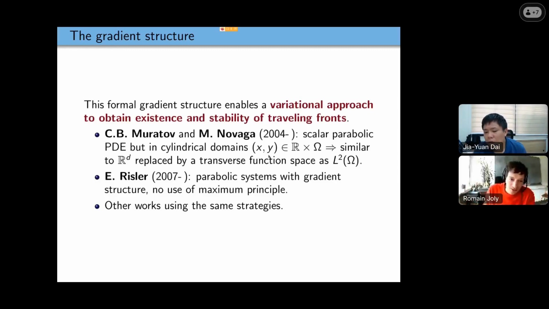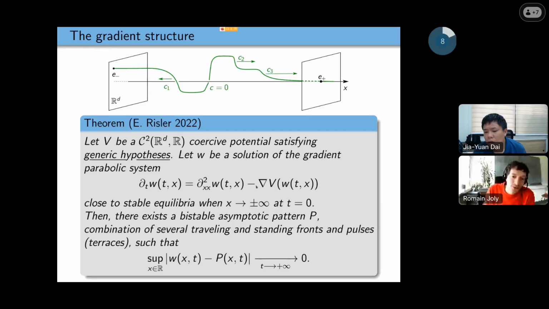And so what I can say is that the work of Emmanuel Rissler, this result, holds also for the cylindrical domain. So if you add now to X some variable Y, which also belongs to the transverse space, then the same techniques can maybe apply. There are very robust techniques once you have the gradient structure. All the techniques of Emmanuel are very robust, but you need this gradient structure. So for cylindrical domains it works. There are papers from Emmanuel Rissler on this.